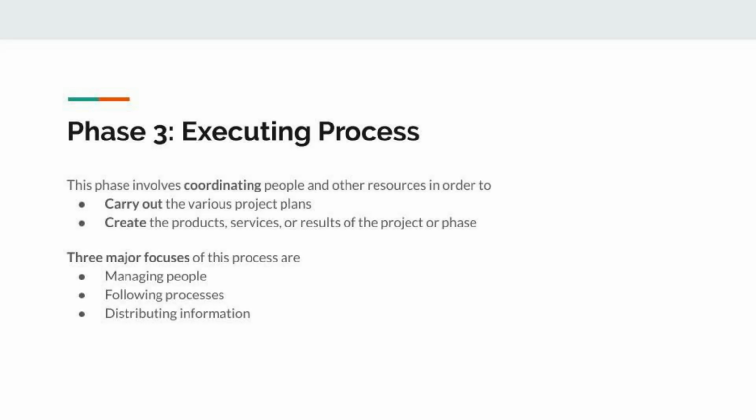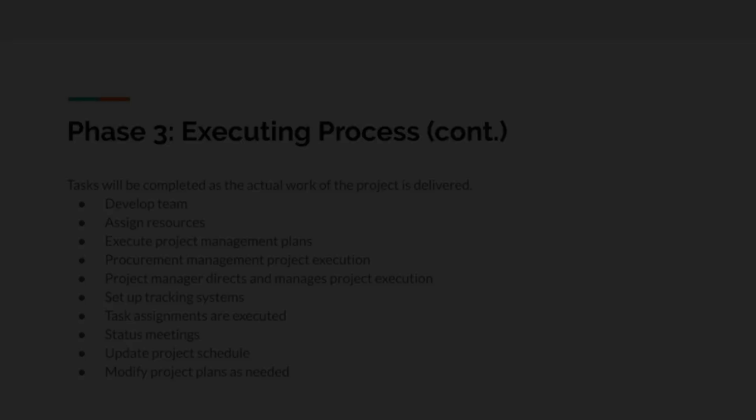Hi, my name is Mohsin, and I will be discussing phase 3, the executing process. This phase involves coordinating people and other resources in order to carry out the various project plans and also to create the products, services, or results of the project or phase. 3 major focuses of this process are managing people, following processes, and distributing information.